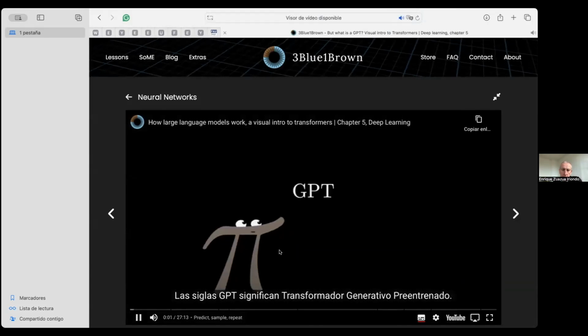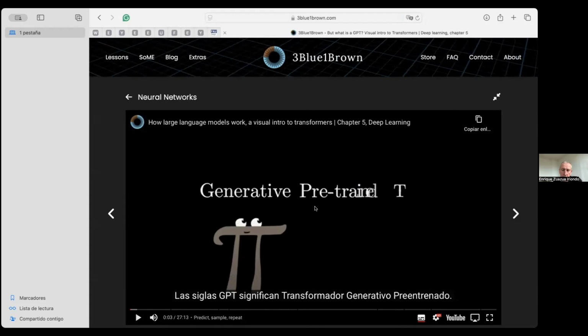The initials GPT stand for Generative Pre-trained.